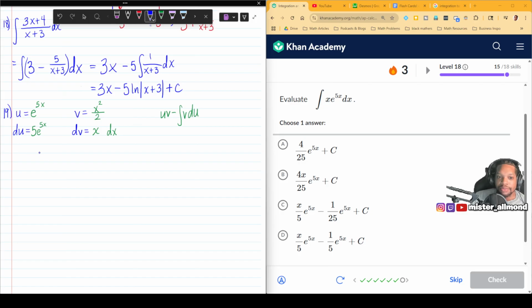What is it? Logarithms, inverses, algebraic functions, trig functions, and exponential functions. Whichever one of those comes first is what you want to choose for your u. Okay. So if we use that, there's no logs, there's no inverses. So I guess the x would count as algebraic.